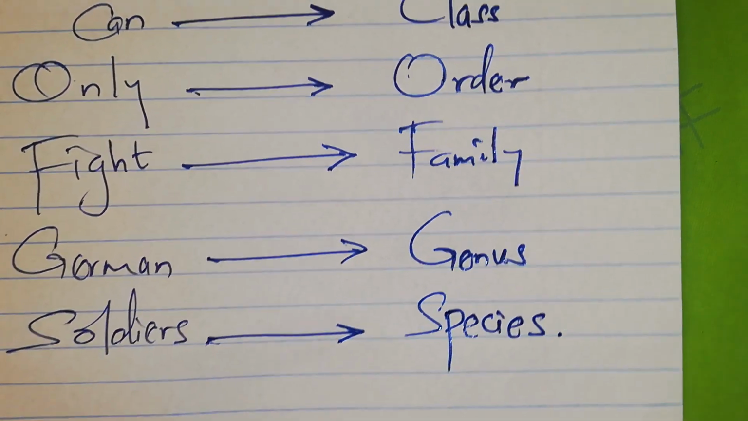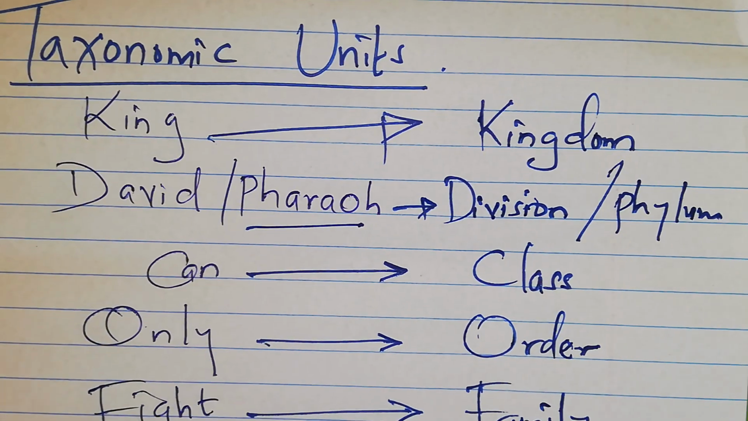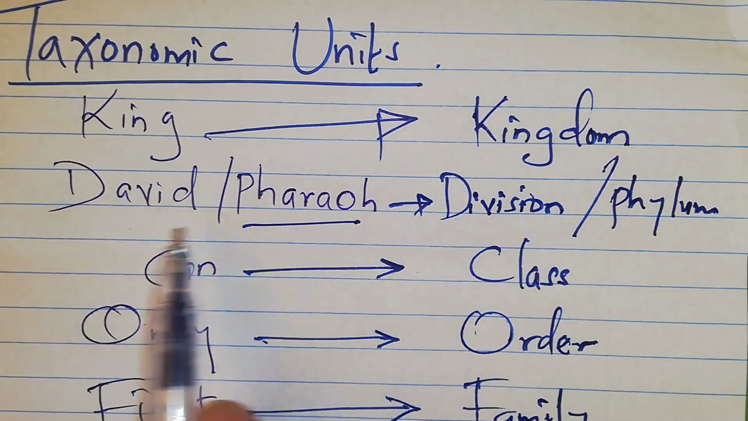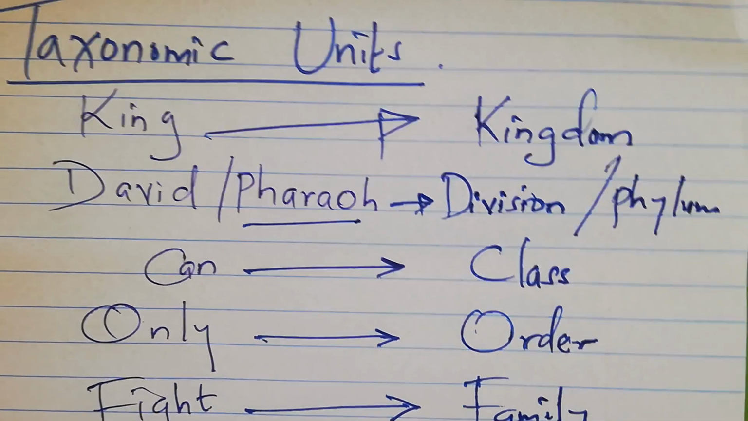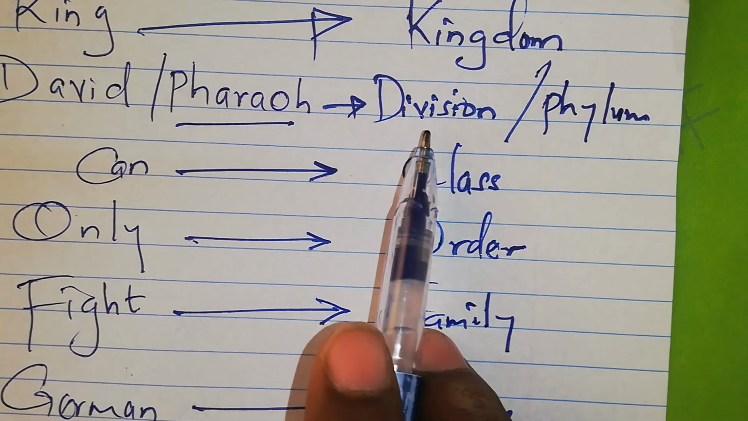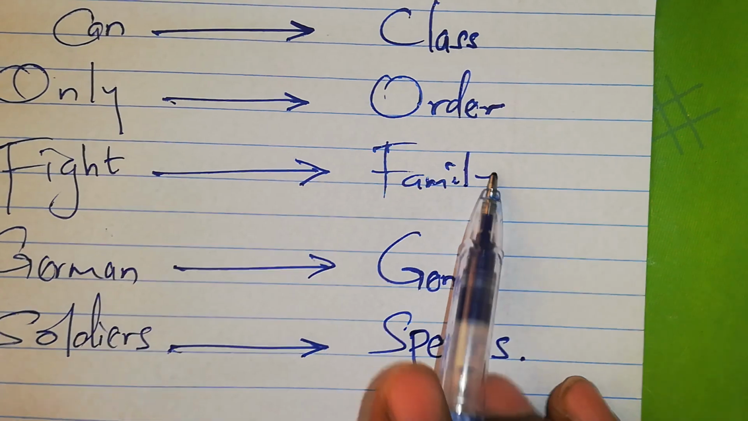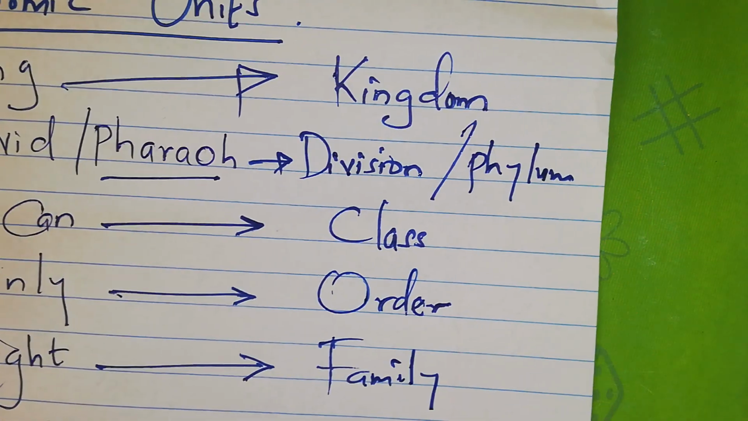So my learner, for easy remembrance of these taxonomic units, please make sure you apply the formula. King David / Pharaoh can only fight German soldiers. Kingdom, division / phylum, class, order, family, genus, and species.